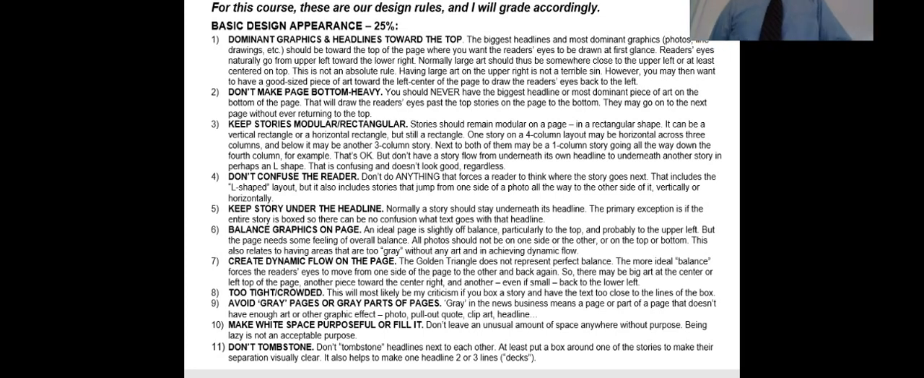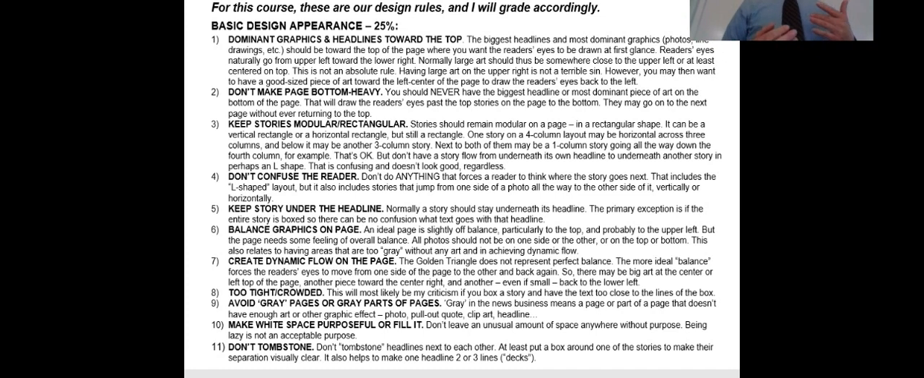So just starting at the top, number one is dominant graphics and headlines towards the top. So we went through that in the PowerPoint a little bit. It does not necessarily mean that the biggest headline has to be at the very top. Sometimes you may have a design where there's a lesser important story at the very top, but it's very thin, and so you very quickly get to the main story under that. That's okay as long as the dominant headline is in the top half of the page, at least that. It should be in the top half of the page. Also, the bulk of the most important photo should be at the top, should dominate the top part of the page.